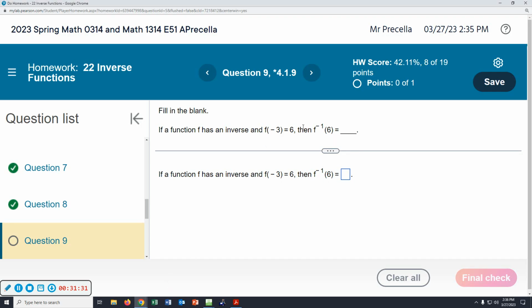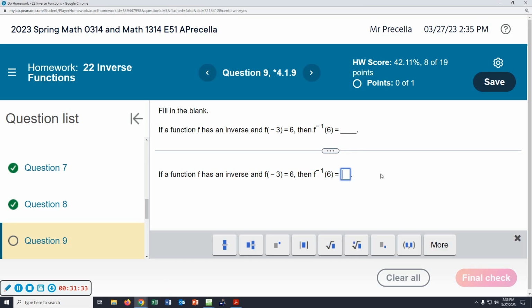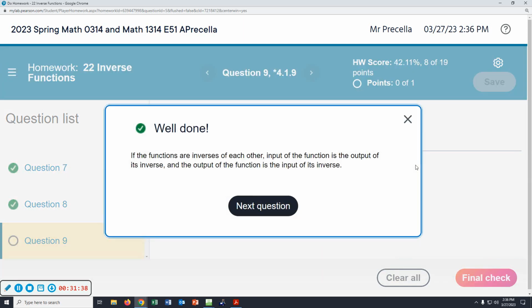This is a pretty painless section. Now that I'm thinking about it, it's not too bad. If the functions are inverses of each other, the input of the function is the output of its inverse, and the output of the function is the input of its inverse. I love it. Now they're using that old terminology.